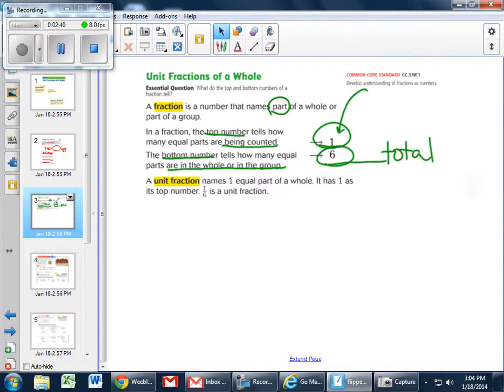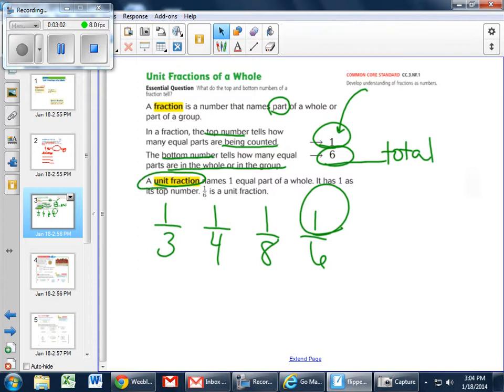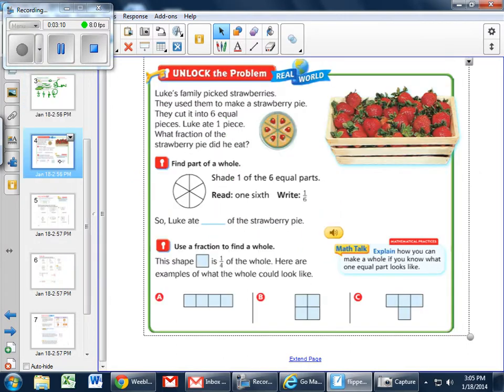A unit fraction names one equal part of a whole number. It has 1 as its top number. 1/6 is a unit fraction. So any number that has a 1 on the top, 1/3, 1/4, 1/8, 1/6, any of those has the 1 on the top, so it is a unit fraction. Those are some of the vocabulary that we're going to use today. We talked about those on the unit introduction also. On the bottom of that same page, you're on page 315 still. I just broke it up so we could focus on that vocabulary and be able to draw back to it.